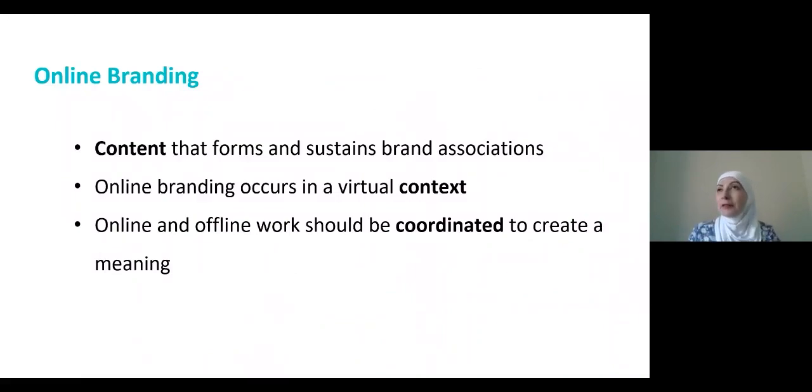And I'm sure you have plenty of that information, but then you need to know how to use this information to create this digital brand experience. So content, to create the brand associations, is very important. It needs to be relevant to the consumers and of importance to their values. You need to think about the context where they would want it and how that would work for them. And you need to think about the coordination between any offline and online communications.